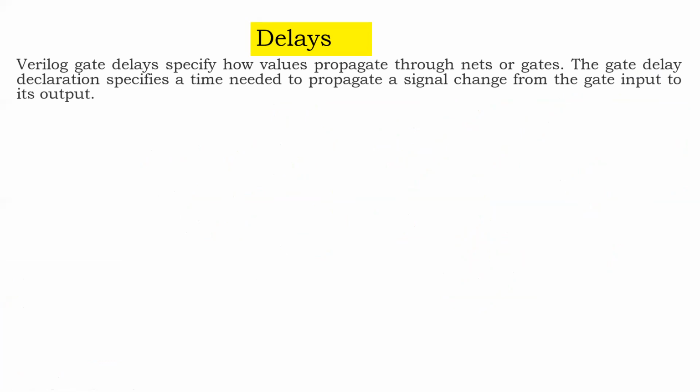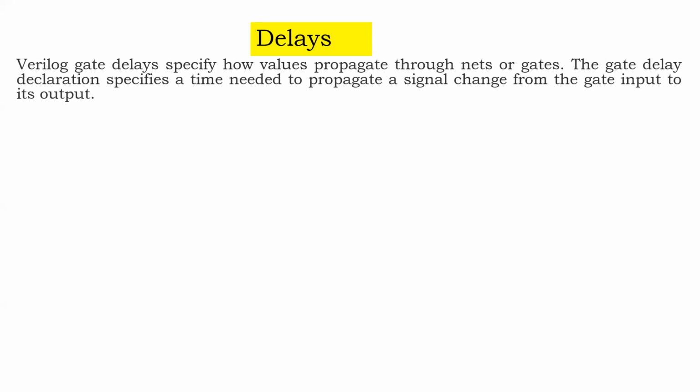Verilog gate delay specifies how values propagate through nets or gates. That means the gate delay declaration specifies the time needed to propagate a signal change from the gate input to its output. So definitely, the delay is nothing but how much time.